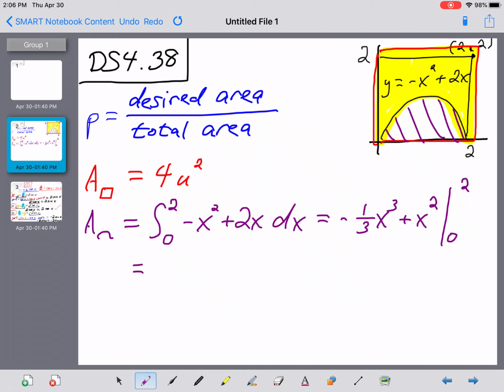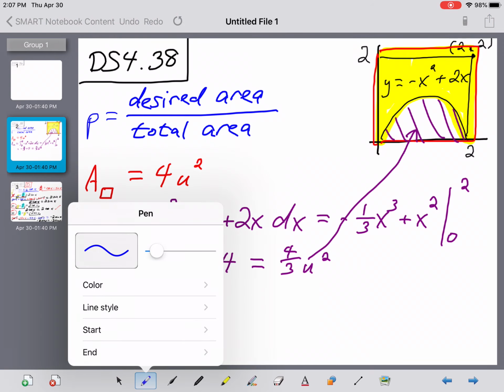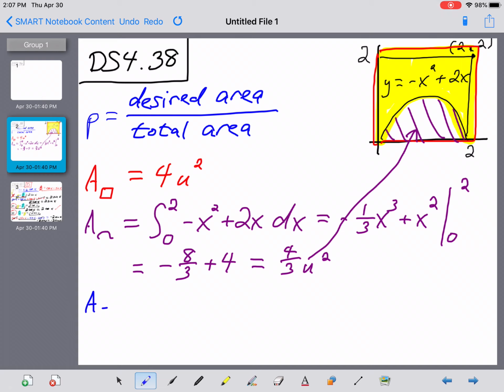So let's see what happens here, guys. Plugging in the 2, that's going to get us a negative 8/3, and we're going to add a 4 to that. That's what we get from plugging in the 2, and the 0 is just going to give us a 0. There are different ways that we could do this, but 4 is 12/3 minus 8/3. That's going to get us 4/3 for the area underneath the parabola. So 4/3 square units.